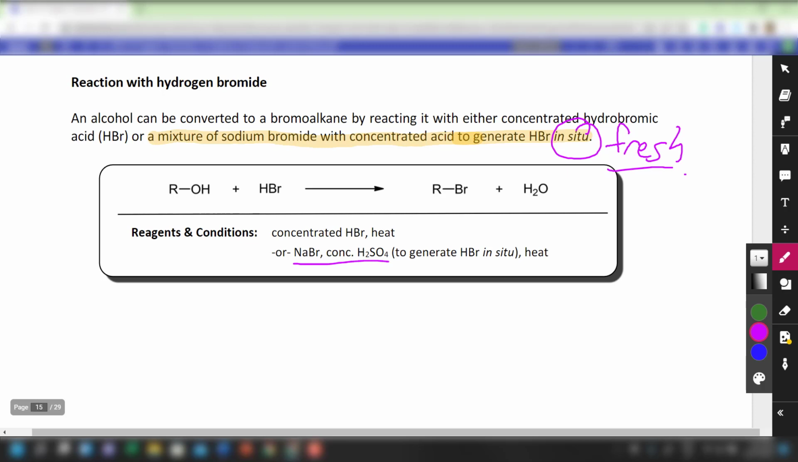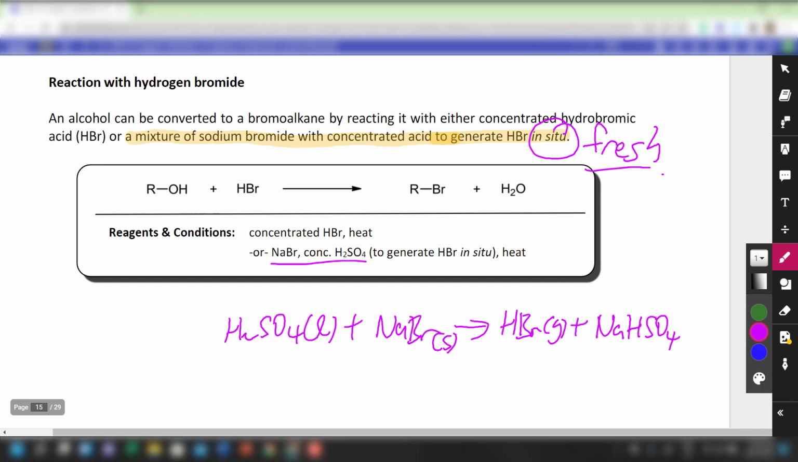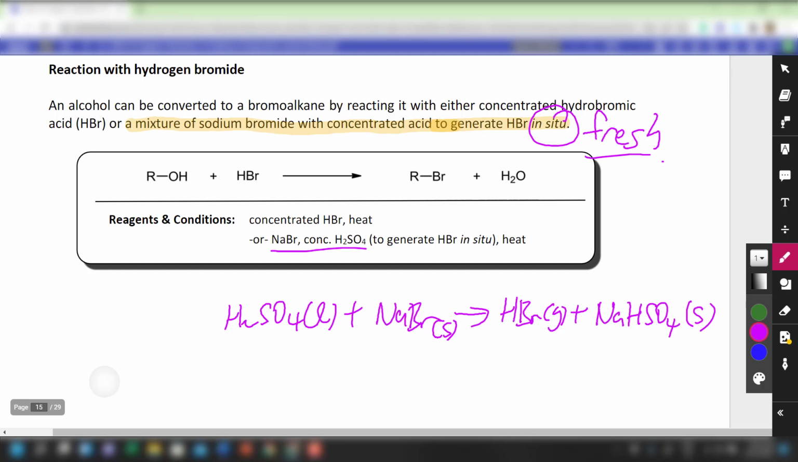If you wish to know the chemical equation, it is simply like this. You have H2SO4 concentrated, which is a liquid, plus NaBr. So what's going to happen is that one of the protonic hydrogens will be lost, so I'm going to generate HBr gas. And in the process, I'm going to get sodium hydrogen sulfate, which in this case will be solvated in the concentrated acid. So I think I'll just write it as a solid here, but it will be solvated in the concentrated acid in that sense. So that's how the reaction with sodium bromide works.